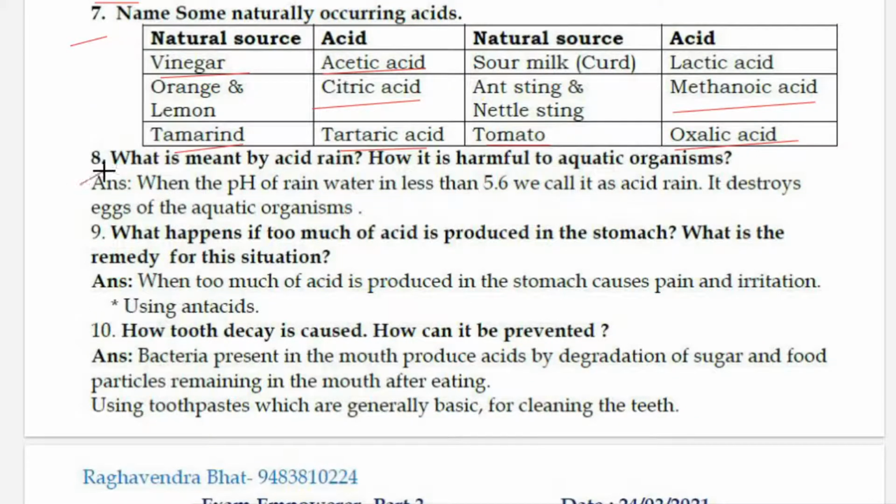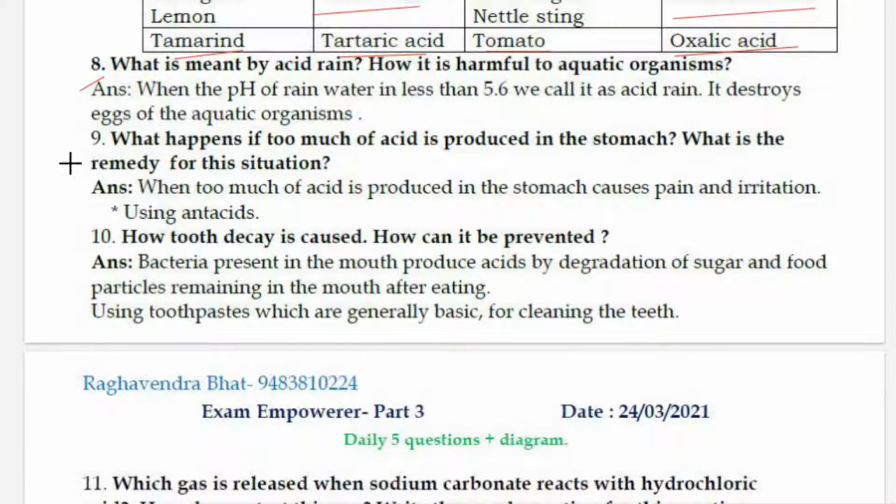Next question. What is meant by acid rain? How is it harmful to aquatic organisms? When the pH of rainwater is less than 5.6, we call it acid rain. It destroys eggs of the aquatic organisms. Question number 9. What happens if too much acid is produced in the stomach? What is the remedy for this situation? When too much acid is produced in the stomach, it causes pain and irritation. By using antacids, we can solve this problem.